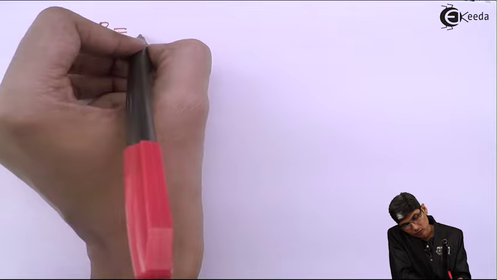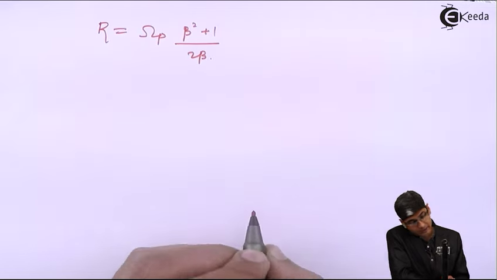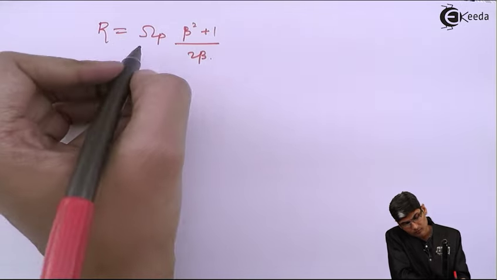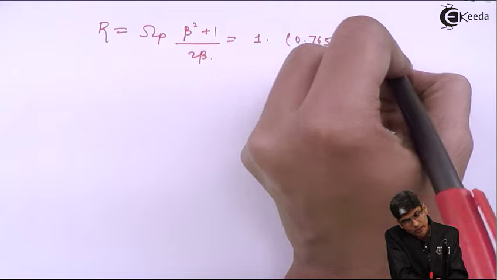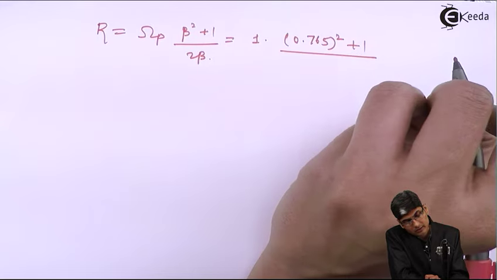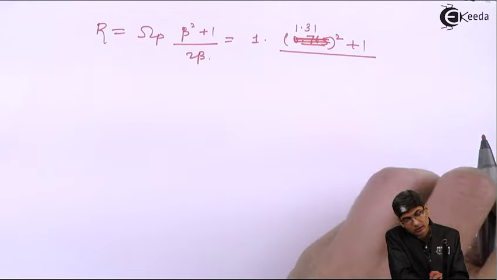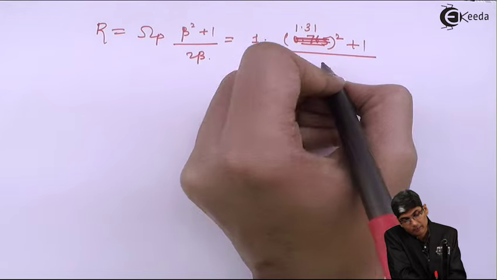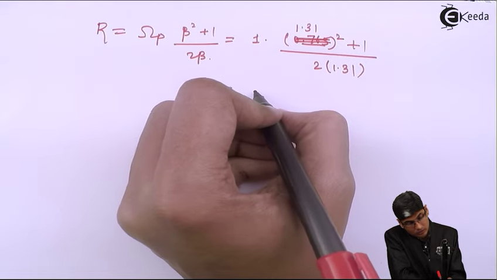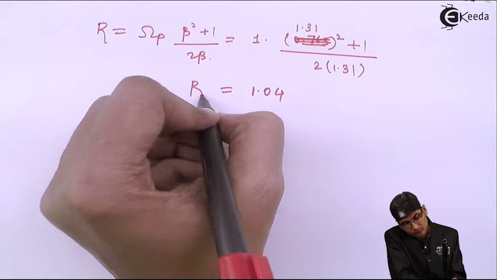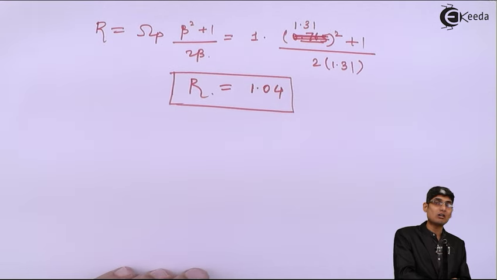Capital R is given as omega p into beta square plus 1 divided by 2 beta. Okay, so if I put the value 1 into beta is 0.765 the whole square plus 1, no, beta is 1.31. I'm extremely sorry. This is epsilon value, this is not beta value. Beta value is 1.31 square plus 1 divided by 2 into 1.31. That factor is about 1.04. Always remember, capital R will be greater than 1, whereas small r will be less than 1.